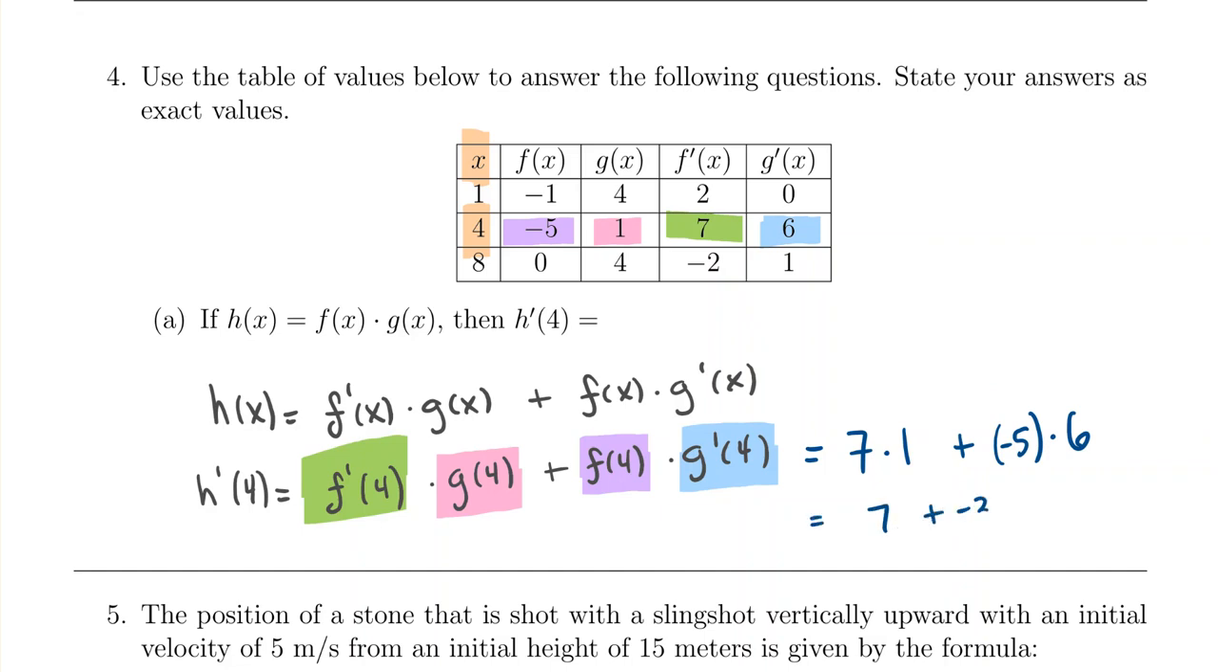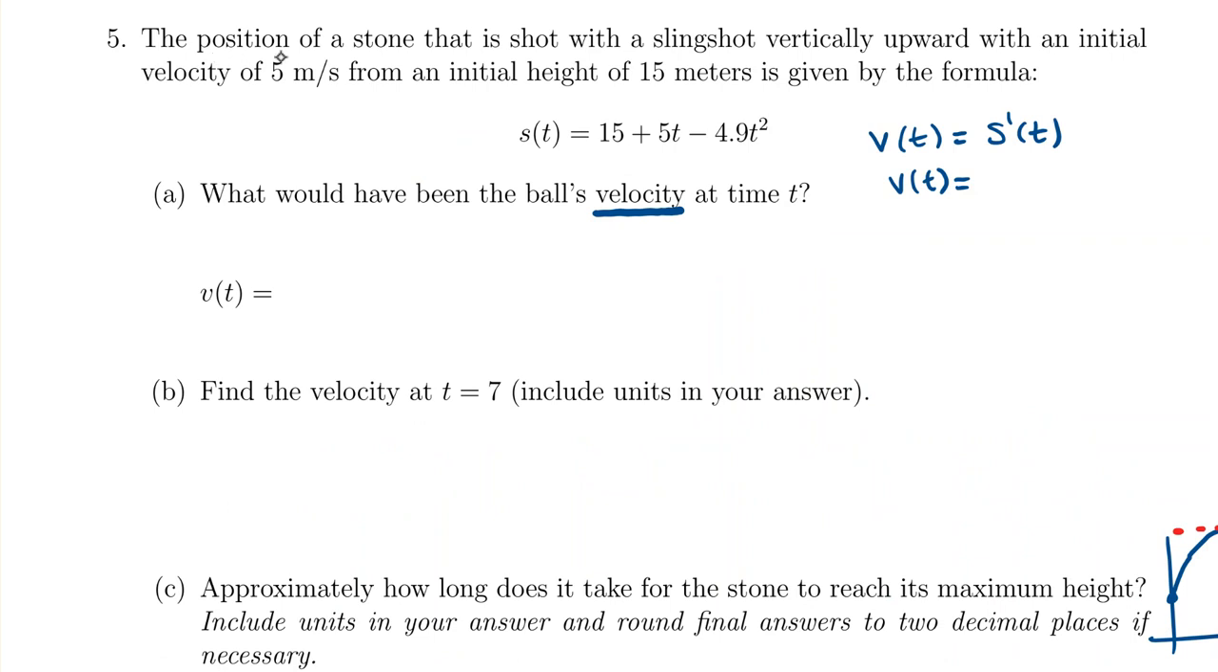7 plus negative 30, and that should give us negative 23 as our answer. Okay, let's look at now problem 5. The position of a stone that is shot with a slingshot vertically upward with an initial velocity of 5 meters per second from an initial height of 5 meters is given by this formula. And for part A, we're asked to find the ball's velocity.